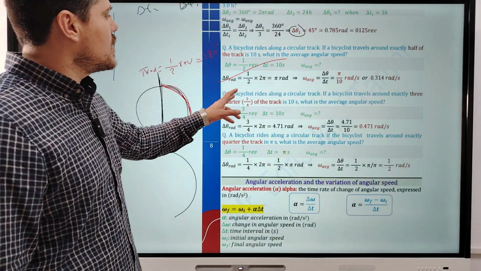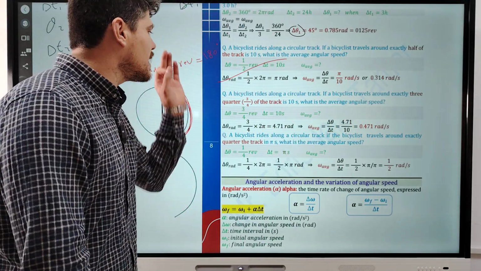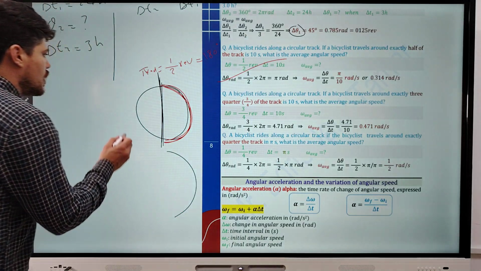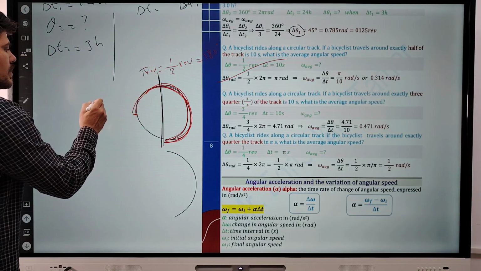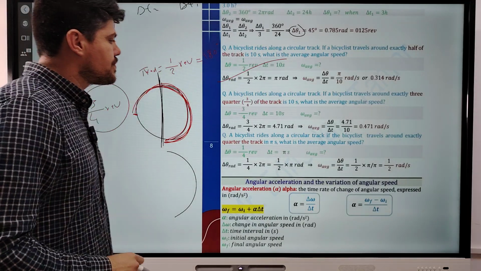In the case when the bicyclist rides along a circle, if the bicyclist travels around exactly 3/4 of the track, it means 3/4, here. This is 3/4 revolution.